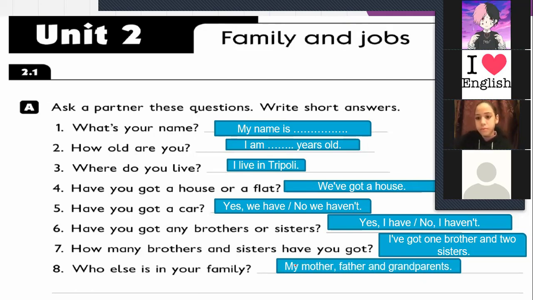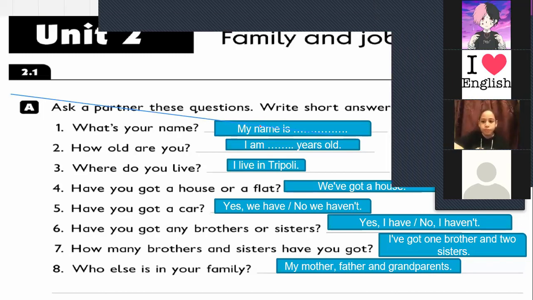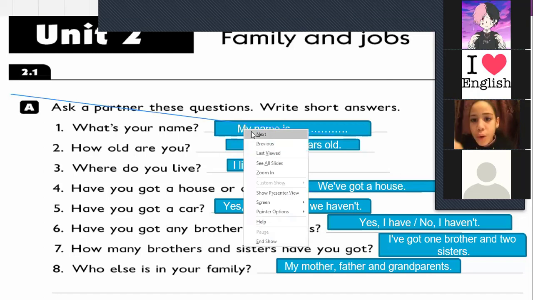Who else is in your family? My uncle, my aunt, my grandmother, and grandfather. Very good. My mother, father, and grandparents. So your answers may be different. Okay, we will move to the next question.